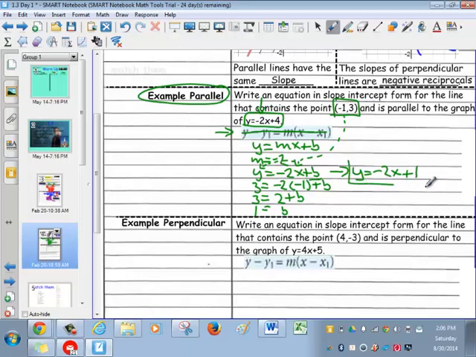There you go. Okay? In the next video, I'm going to show you how you can do this type of problem with perpendicular lines, but I'm going to use this formula, and you can choose which way you want to use it.